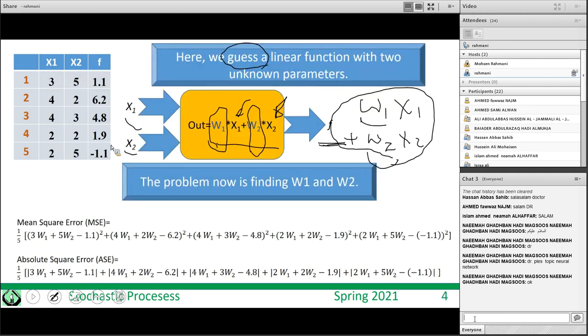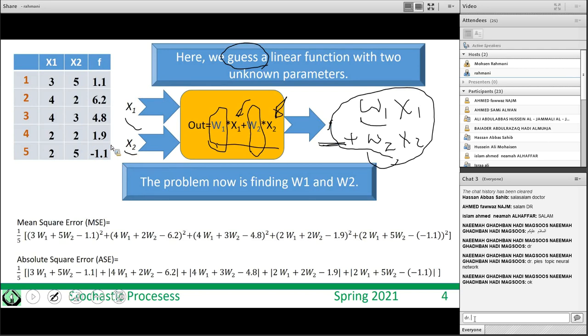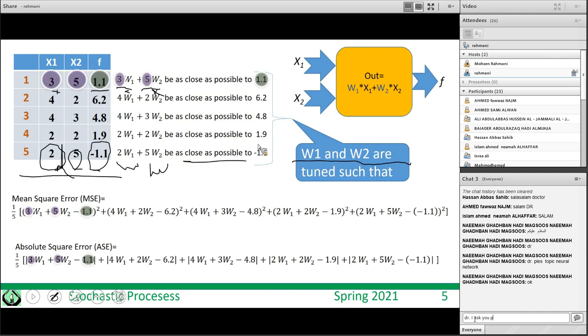So let me repeat this again. I want to find a function between inputs and output. In order to find this, at first I guess a function, a linear function. This linear function has two unknown parameters, w1 and w2. And so the question will be changed to finding these two parameters.